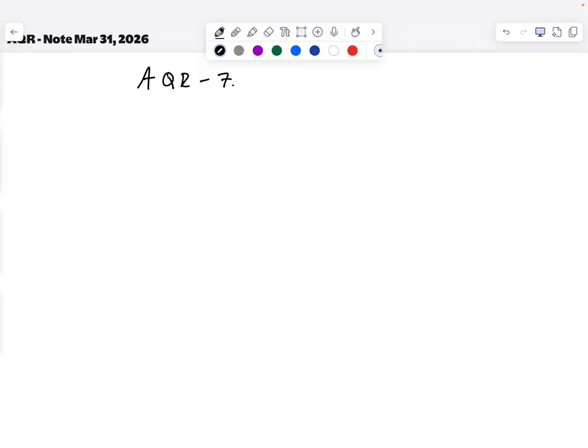7 point, what are we at? 7.4, multiplying in binary.